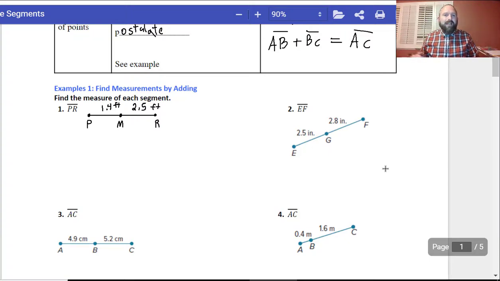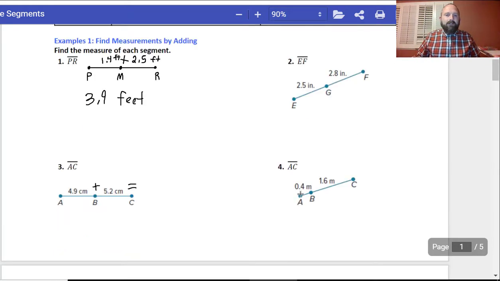So find the measure of each line segment. Well, PR, I want to know the total. I know this part is 1.4 and this part is 2.5. Well, I just have to add them. So 1.4 plus 2.5 would be 3.9. However, it's not 3.9, it's 3.9 feet. So I want to see some work. What I'm going to do is add, and then figure out what it's equal to.